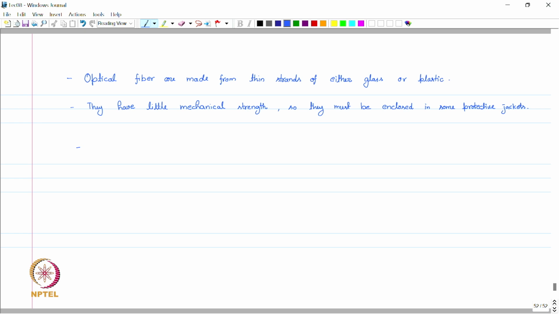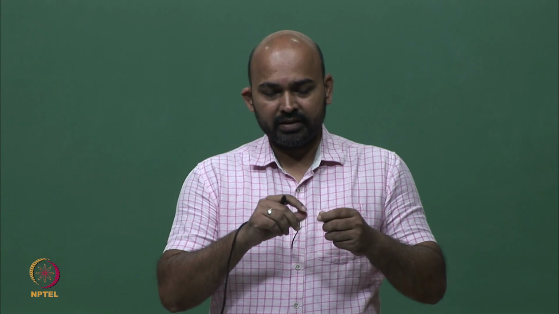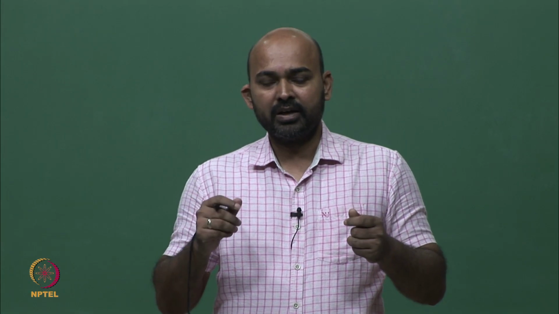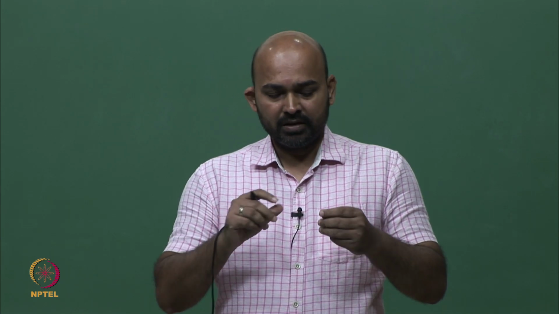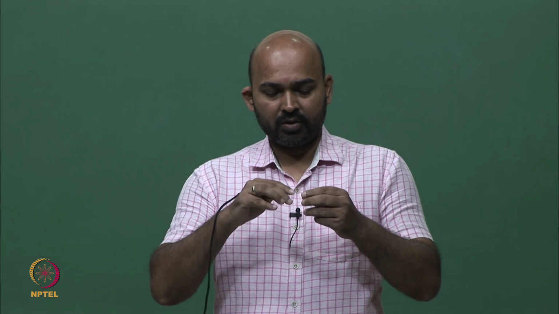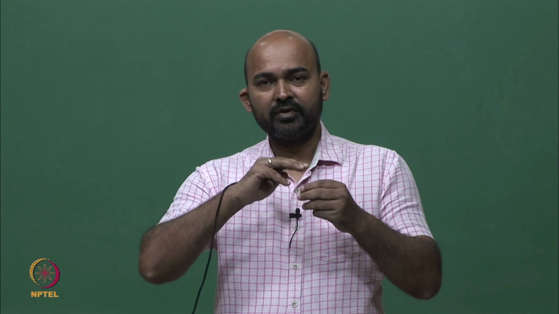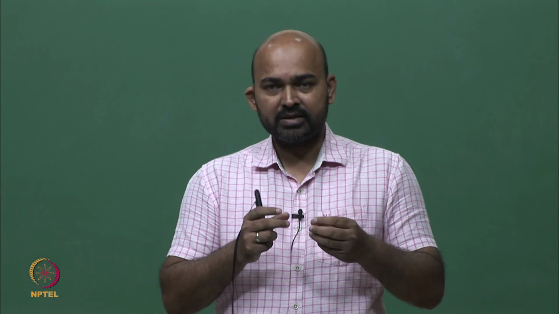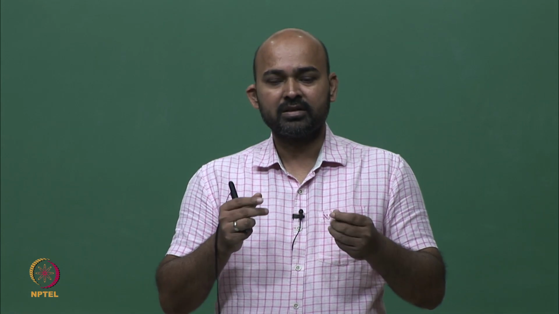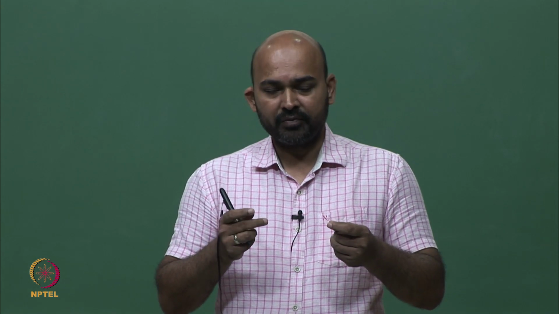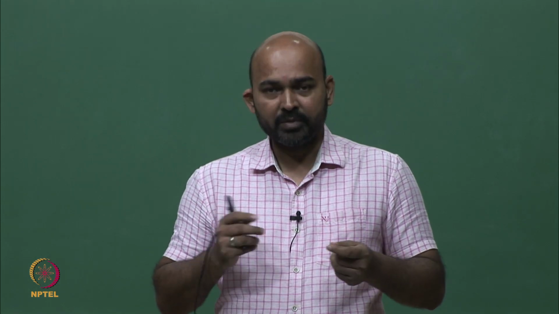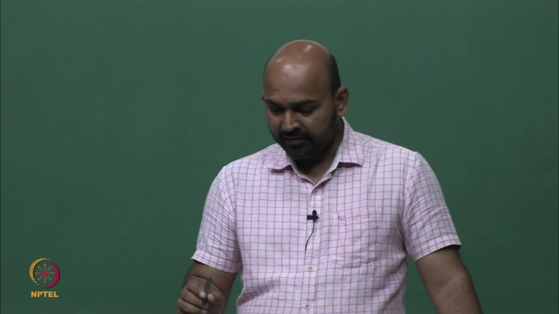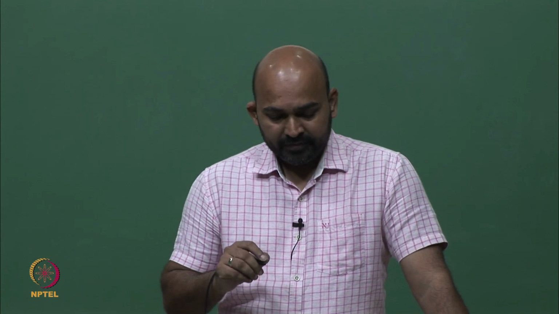These strands are very thin and they run for kilometers, and they have very little mechanical strength. So, what we do on top of core and cladding, there is one more layer which is the jacket or the protective jacket, which keeps these optical fibers from breaking because of mechanical shocks. So, we have this protective jacket.